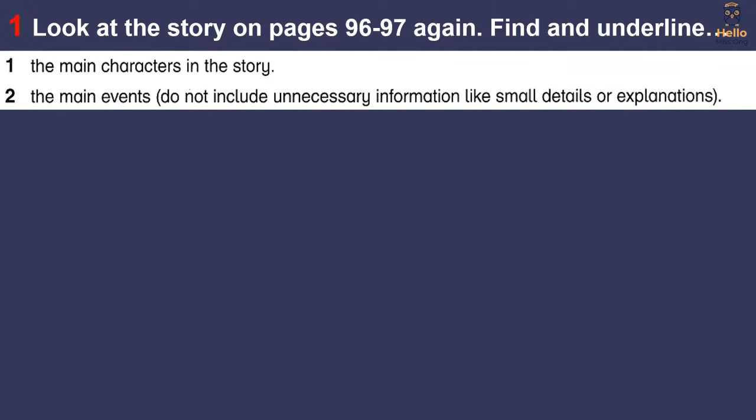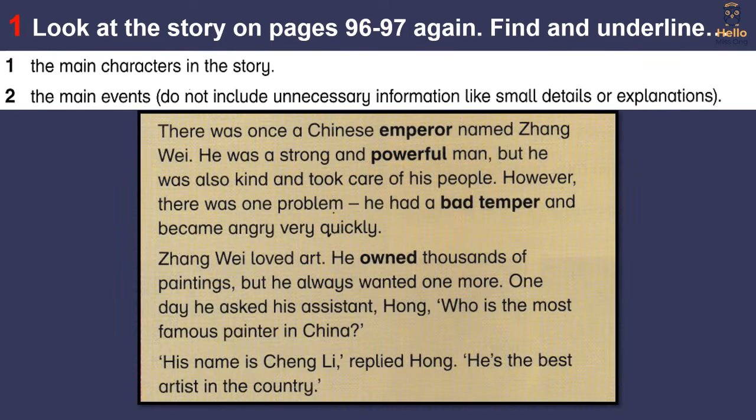Activity 1. Look at the story on pages 96 to 97 again. Find and underline. 1. The main characters in the story. The main characters are the Chinese Emperor Zhong Wei and Cheng Li, the best artist in the country. 2. Find and underline the main events. Do not include unnecessary information like small details or explanations.